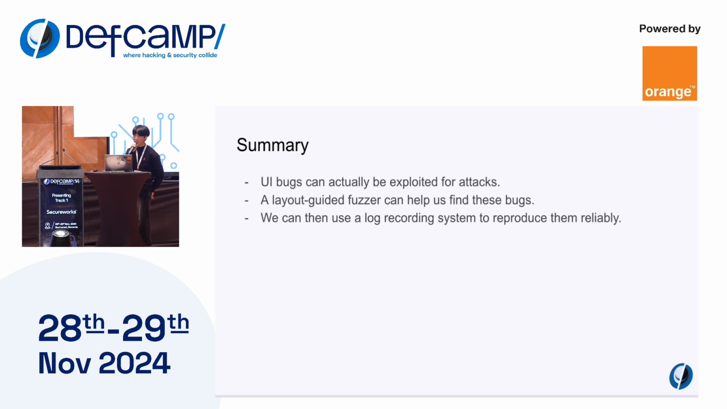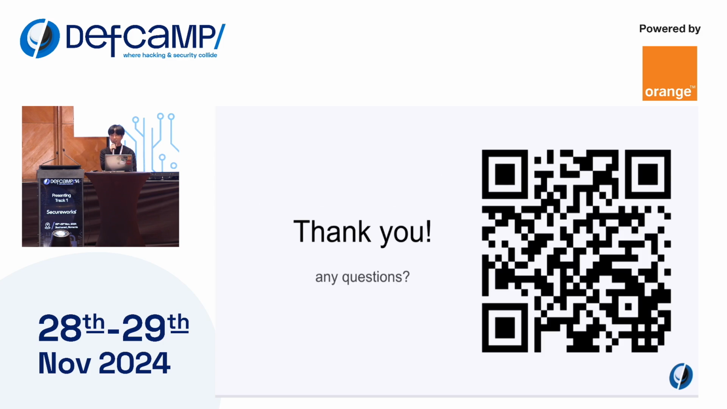So yeah, this is a summary. In summary, it's important to note that UI bugs in the browser can be exploited. To find these bugs, we can use the fuzzer that follows a layout guide approach. And once a bug is found, a log recording system helps us reproduce it reliably. So yeah, that's my talk.